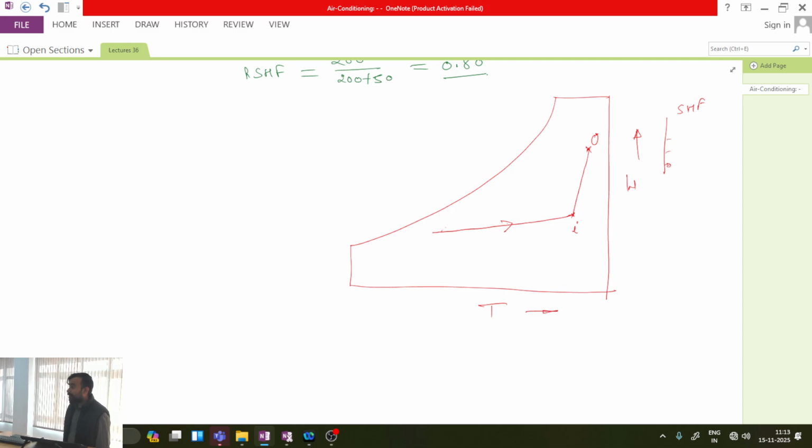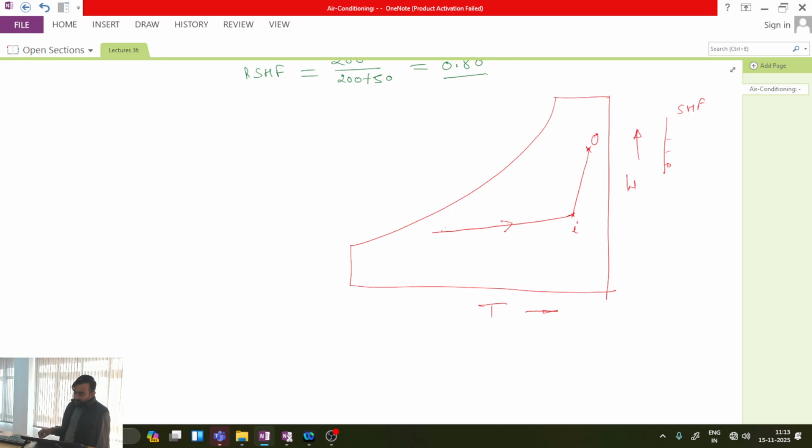I must know the value at state point 1, and I also must know what is the flow rate of the supply air. Is this point clear or not? If I don't know how much is the supply air, then I cannot calculate. Is this point clear or not?